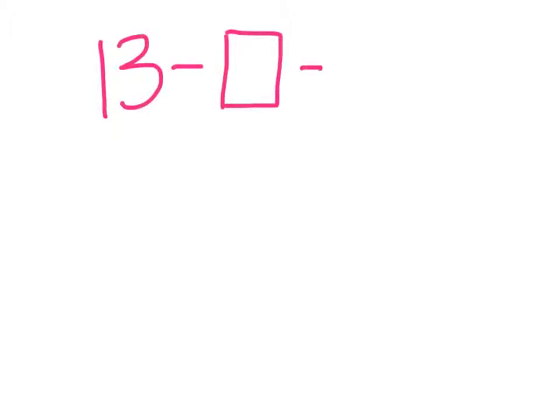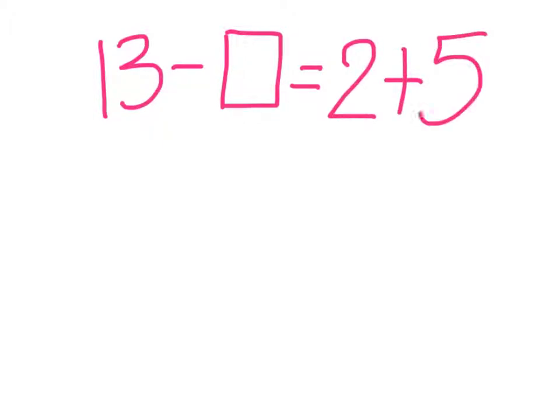Clear your boards. Thank you. All right, so here is our problem. I'm going to try and make it a little tricky on you. I'm going to use a box for the variable. 13 minus the box equals 2 plus 5. Okay, go ahead. I'll pause the video. I want you to try and solve this one on your own.